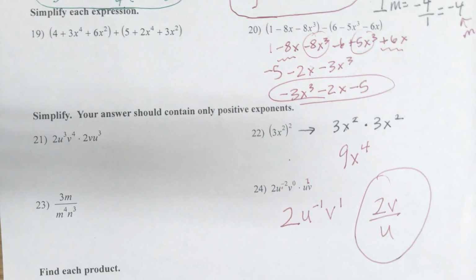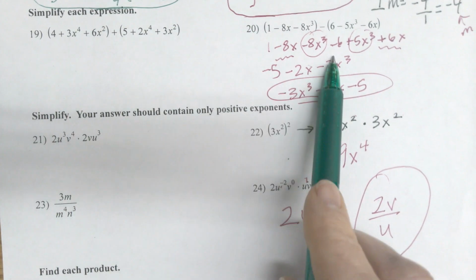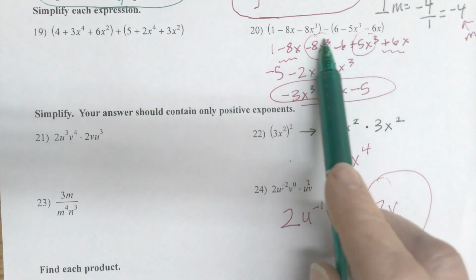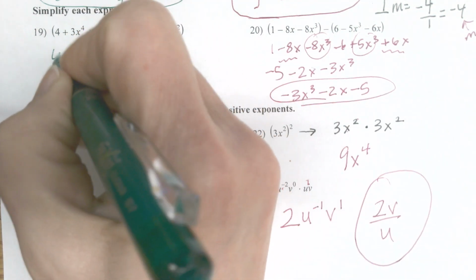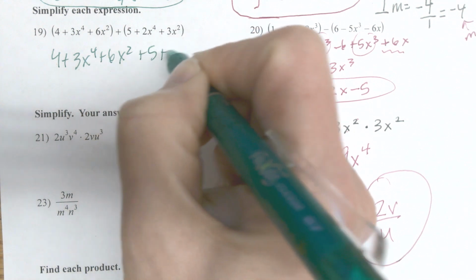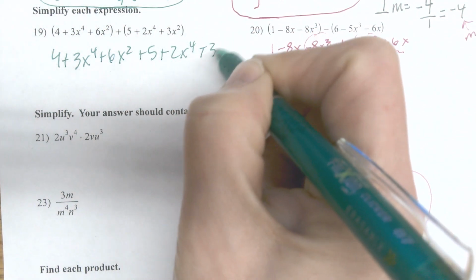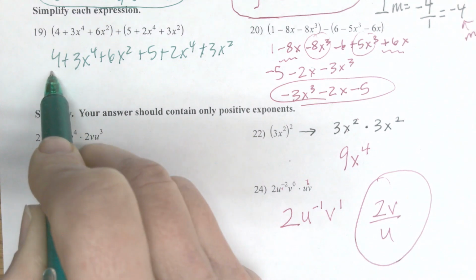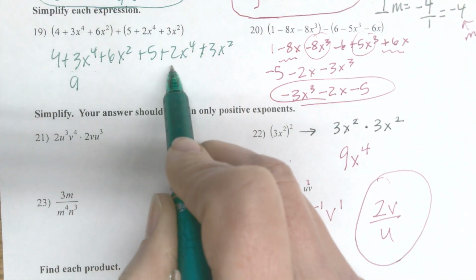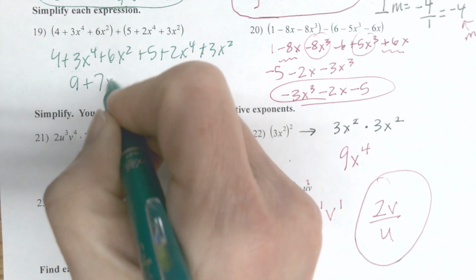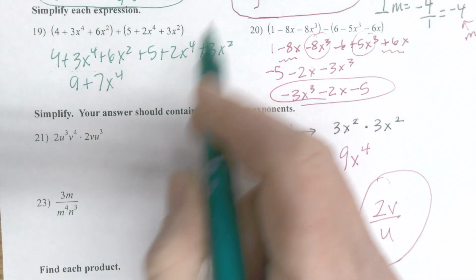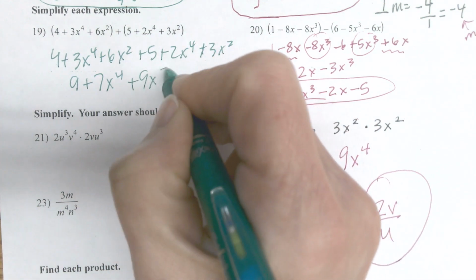We ran through the polynomials. Remember, when you subtract, you have to change all the signs in the second polynomial, but if you add, you just drop the parentheses, leave everything the same, and combine like terms. So 4 plus 5 is 9, 3x to the 4th plus 2x to the 4th is 7x to the 4th, 6x squared plus 3x squared is 9x squared.